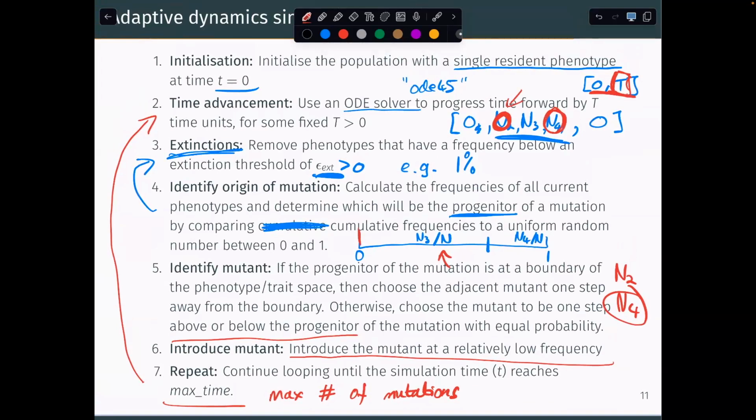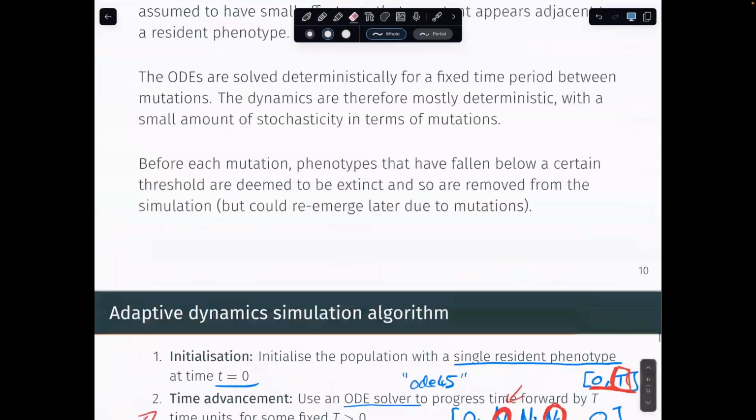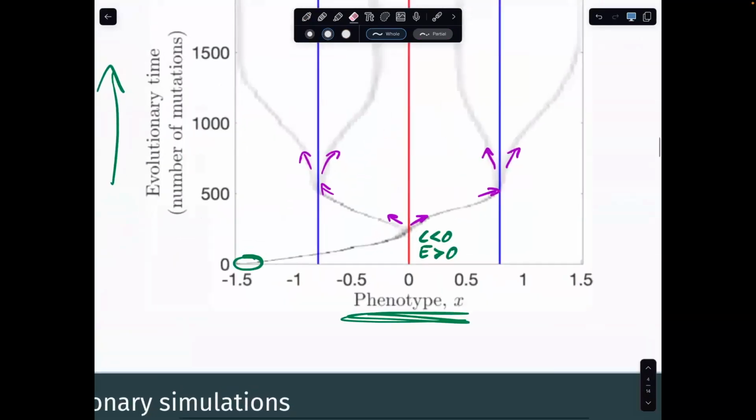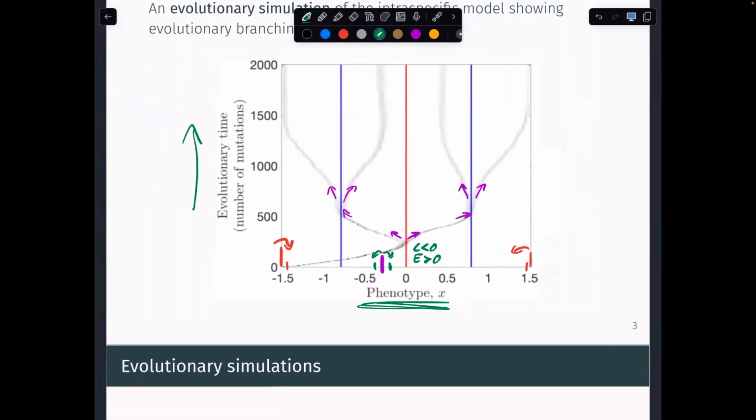What I mean by being on a boundary is, actually, I'll just go back up to that simulation here. Suppose my progenitor of my mutation is here or here, and I'm on a boundary of my system, then my mutant has to necessarily be this next step inside, right? Because I can't go outside my boundary. However, if say my progenitor was over here, I now have to decide where is my mutant going. Is it going to be one above or one below? Right. So that's where I'm flipping this coin to see whether I'm moving one step up or one step down. Okay.